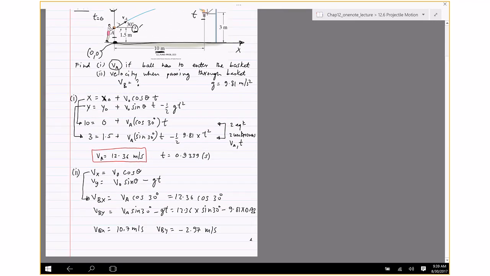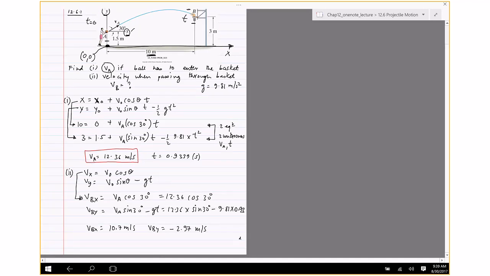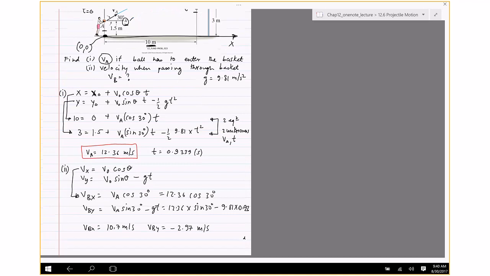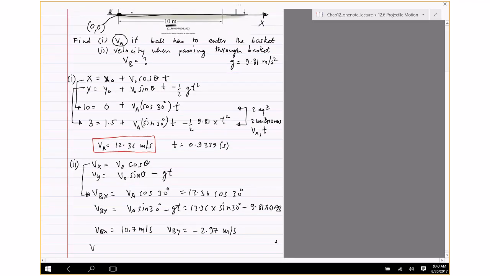So see that the velocity in the y direction at B is negative, which means that the ball is going downwards. Right? If it was positive, it would go upwards. So the net velocity at B is square root of 10.7 squared plus 2.97 squared, and that comes out to be 11.1 meters per second.